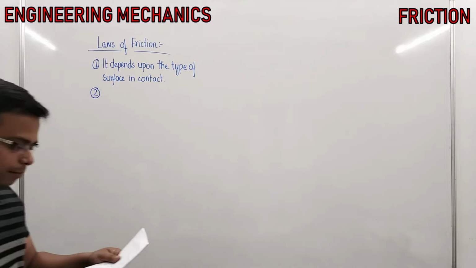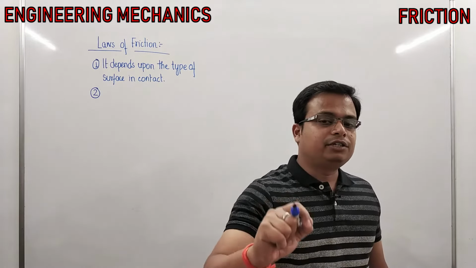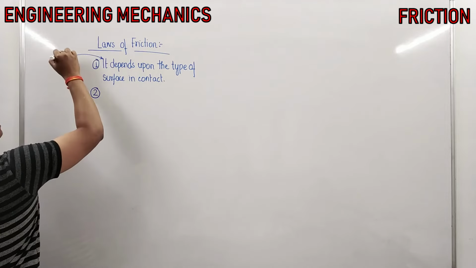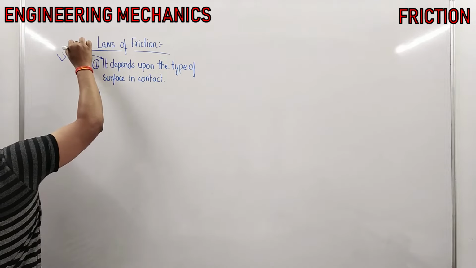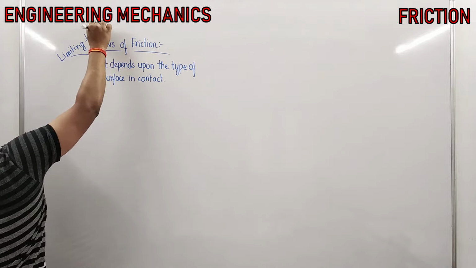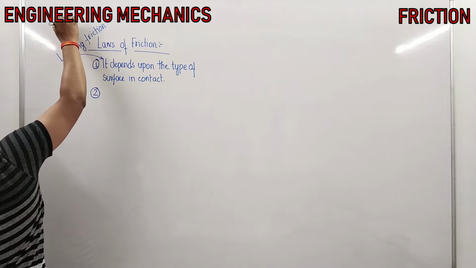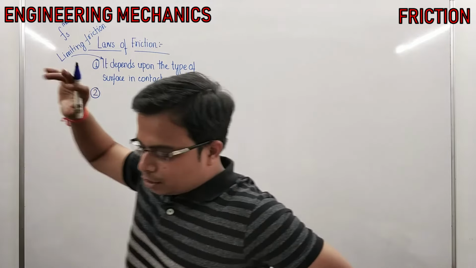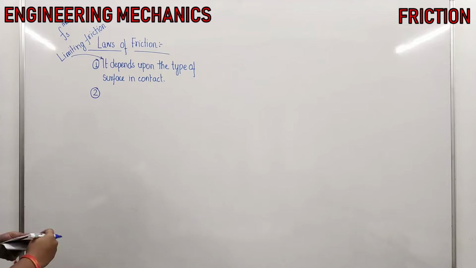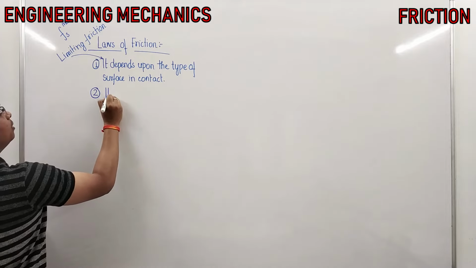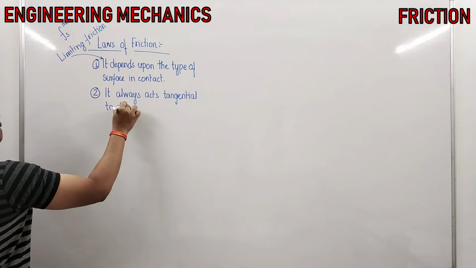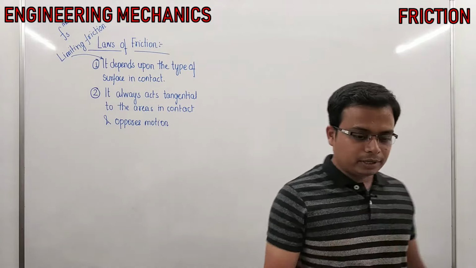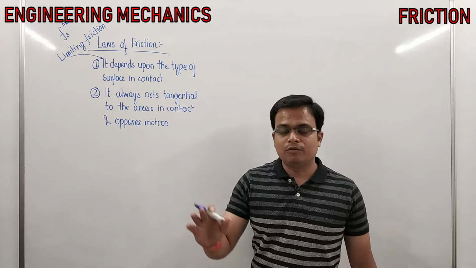Second law, this is also very important, it acts tangentially to the surface. Let me just write that. What I mean by it is the limiting friction. And by the way, mathematically the representation is nothing but Fs max. We are going to be always talking about the value or the magnitude of limiting friction in all the four laws. So the second law says, it always acts tangential. Always remember this. This is one of the most important properties of friction. It is always tangential to the surface.